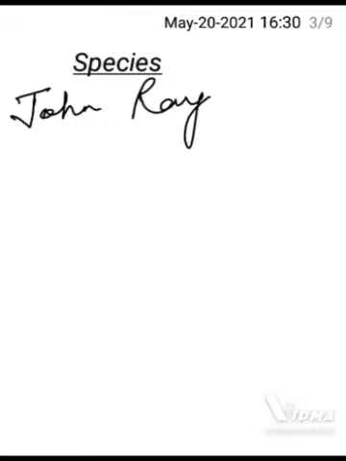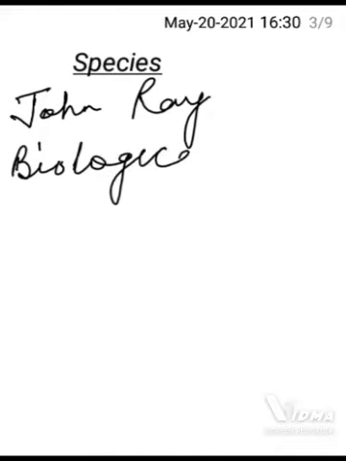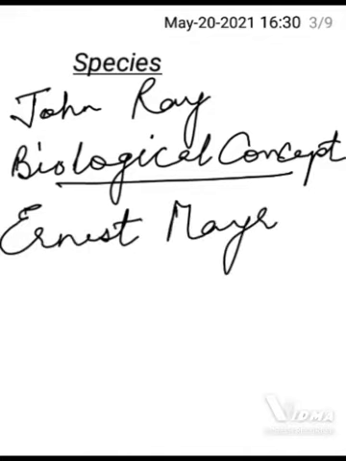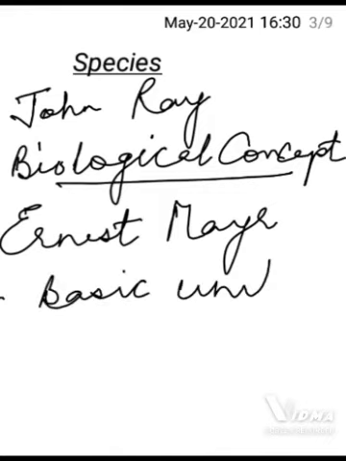So let's start. Now, the term species was first given by the scientist John Ray. He was the one who first coined the term species. The scientist who gave the biological concept of species, that is, he explained what is species, was not John Ray, he was Ernest Mayr. So, he was the scientist who actually explained the term species. Species is also called the basic unit of classification.